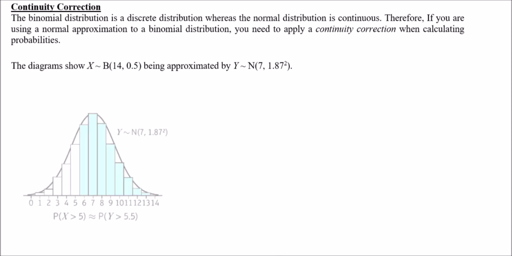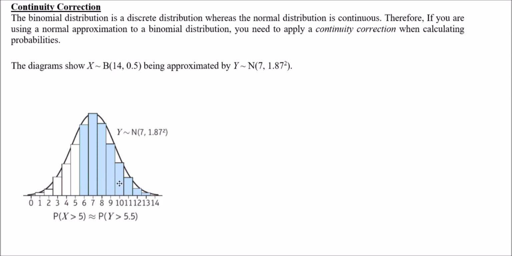So this here shows the distribution. These bars are the binomial bars. So let's see, for example, we wanted to approximate the probability of the binomial distribution taking a value of 5 or greater. 5 or greater means 6, 7, 8 and so on, highlighted in the blue.